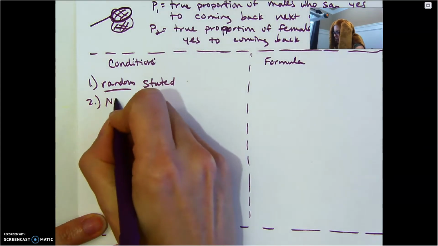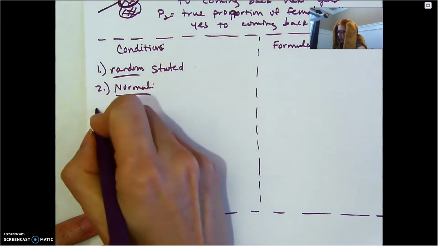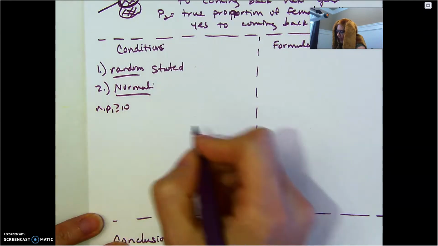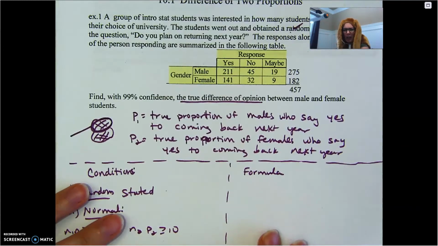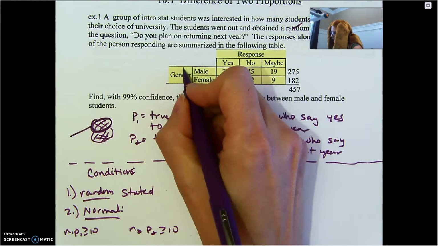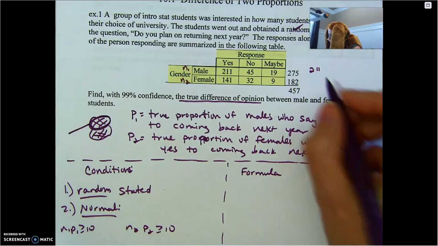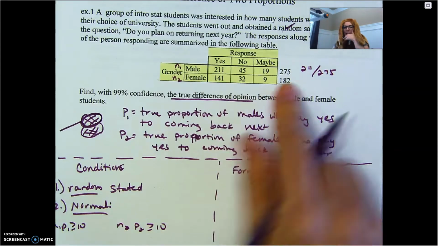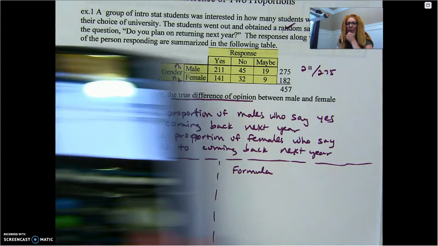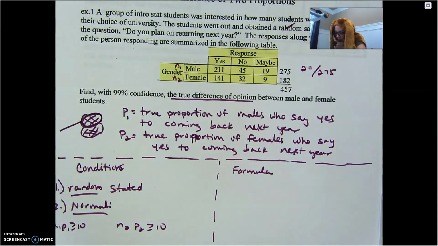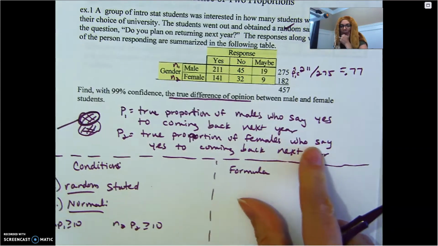All right. So for the normal check, we got to do both. So this one takes just a second. We got to do N1, P1 greater than or equal to 10. And then we got to do N2, P2 greater than or equal to 10. So let's come up here and check things out. We had males, females. We had 211 out of 275 that said, yes, I'm coming back next year. So 211 divided by 275, I'm typing that into TI Jill real quick. You get 0.77. All right, so that is our first sample, P hat 1.